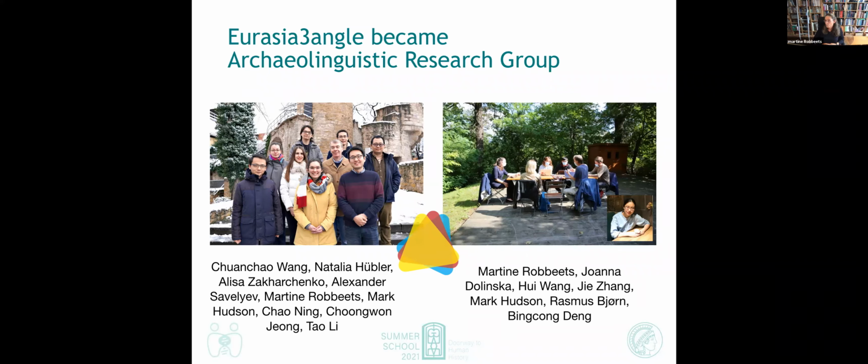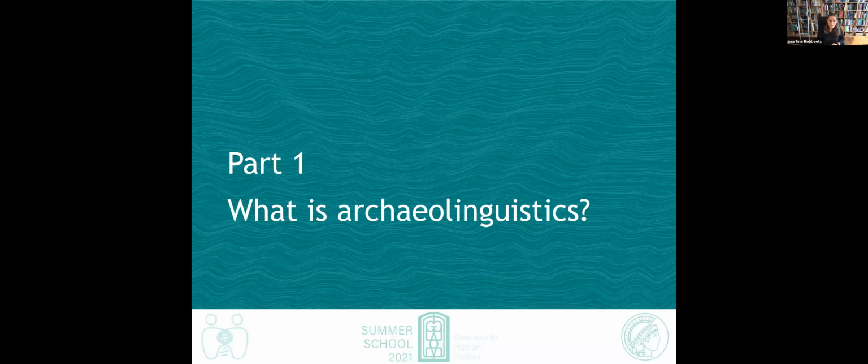And then when the ERC Consolidator grant came to an end, we were offered a new archaeolinguistic research group by the Max Planck president. So this group allows us to further explore the different archaeolinguistic tools and to apply them on the case of the languages in North and East Asia, the Trans-Eurasian languages in particular. And we are still situated here at the Max Planck Institute in Jena. So let us move then to part one.